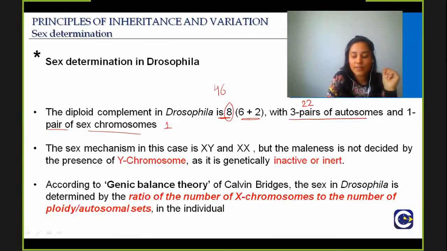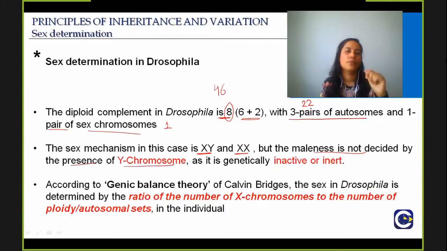The sex mechanism in this case is XY and XX. But maleness is not decided by the presence of the Y chromosome. We just discussed that the Y chromosome is the male determining factor in XX-XY, and you'll be like, okay, another deviation. So there is no deviation here. This is entirely a different sex determination concept. Here the sex is determined in an entirely different way from every other organism.